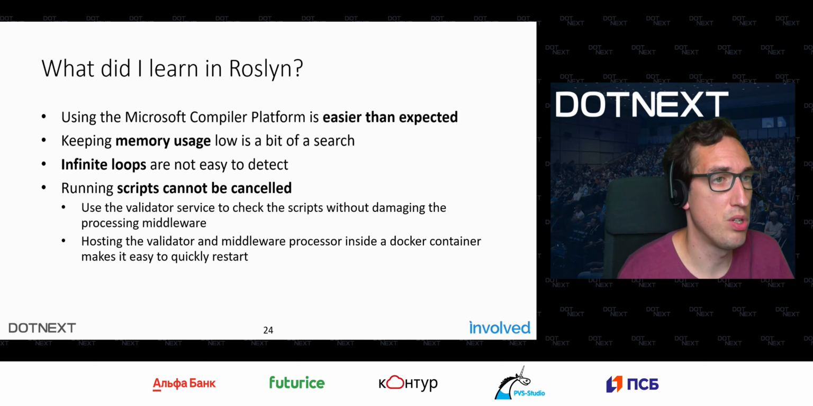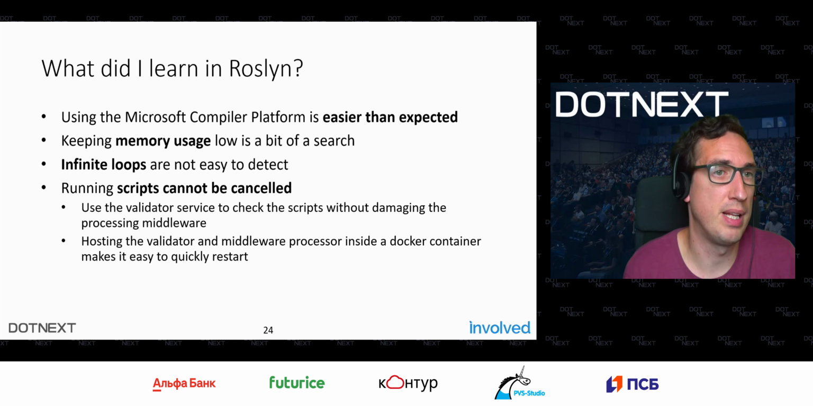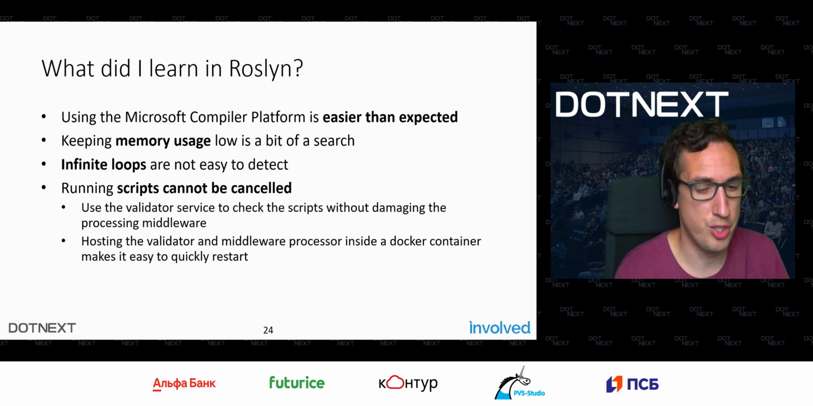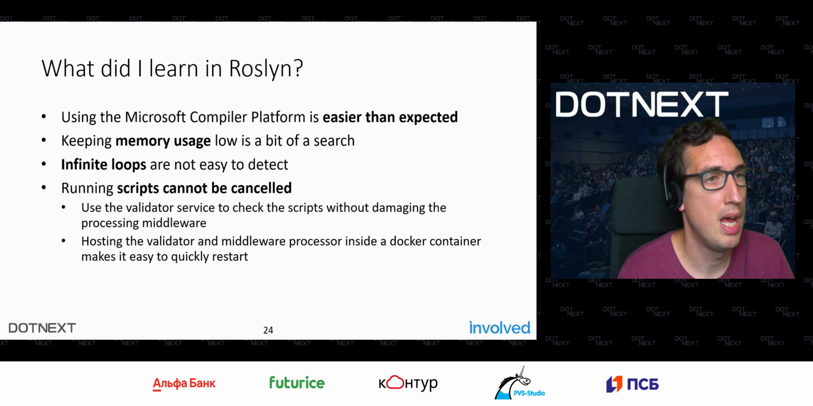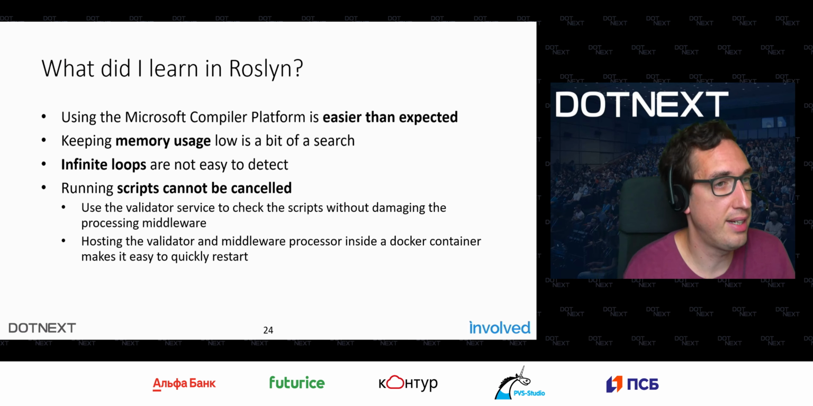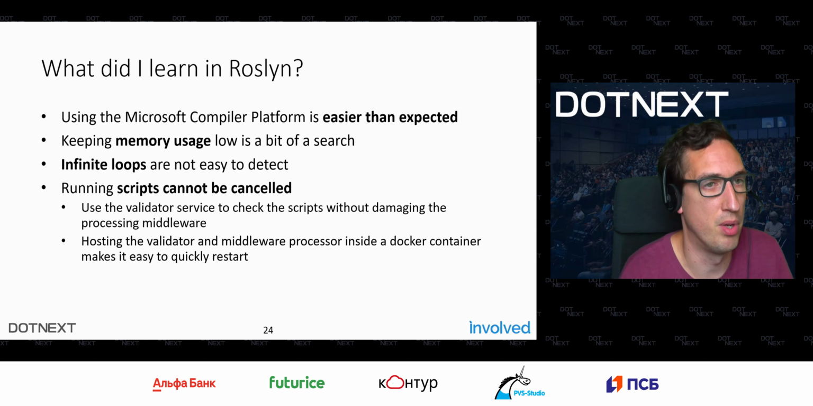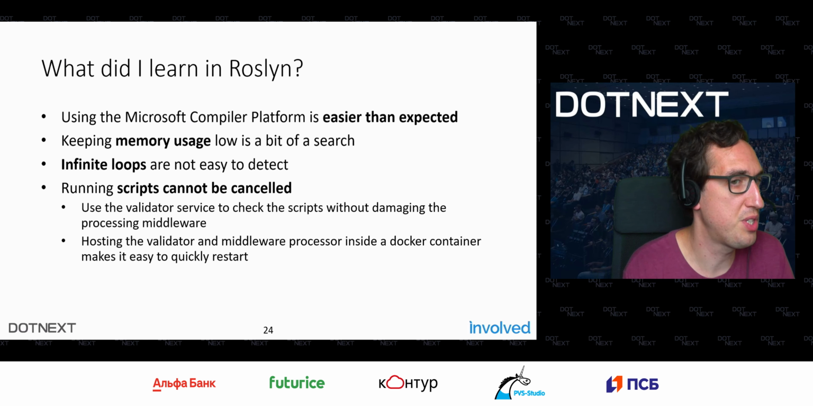I also learned about Roslyn, so using the Microsoft compiler platform is very easy. I just put some C# code in a string. I throw that against the Microsoft compiler platform, it will compile it for me, and I can just run it. Of course, infinite loops are not easy to detect, and it was hard for me to keep my memory usage low, but I did some modifications, and now it's working fine.